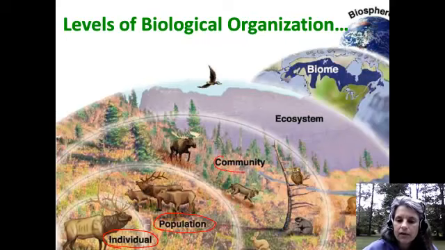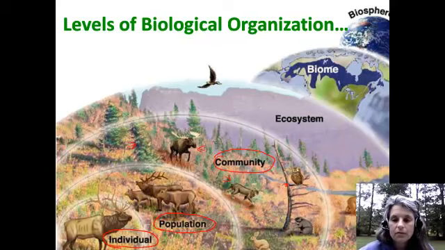Then we bump it up to the level of community, in which we're talking about not just one population of a species, but populations of a bunch of different species, whether it's these pine trees or moose or cougar or owl or grasses or whatever, bunches of different species interacting together.